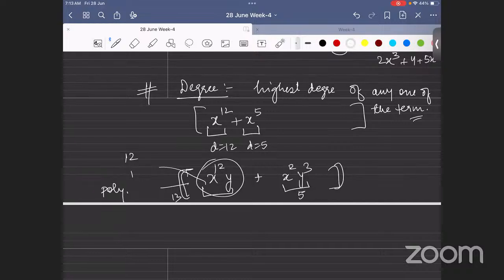And we can say, how many variables are there in this? Two variables, right? x and y are the two variables available in this polynomial, correct?